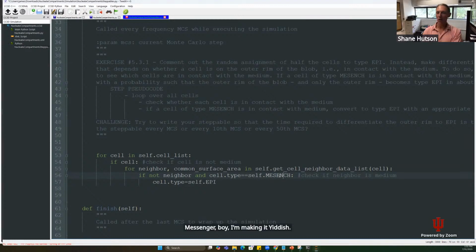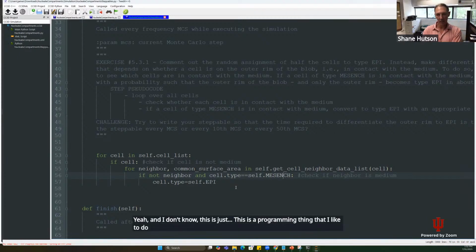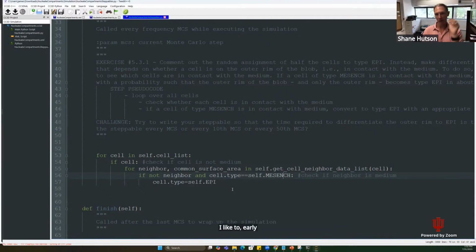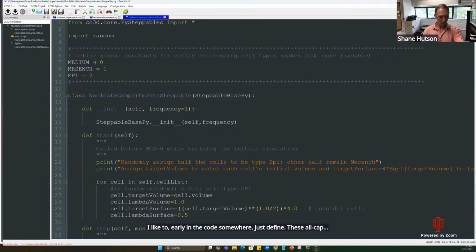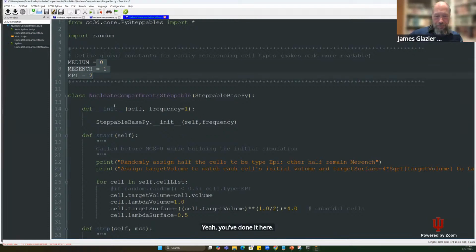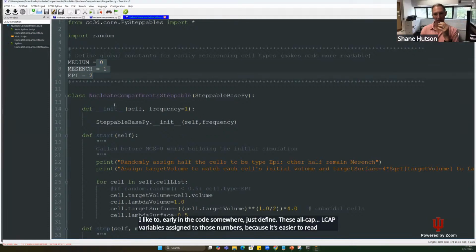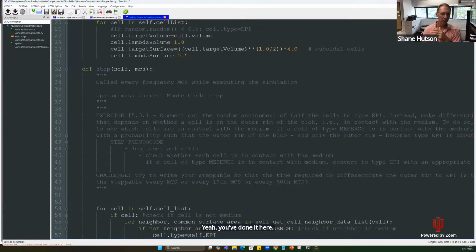Yeah, and I don't know. This is a programming thing that I like to do, because the cell types are really just numbers. I like to define these early in the code somewhere, with all caps, as variables assigned to those numbers, because it's easier to read the code than having all these cell type 0 or cell type 1.